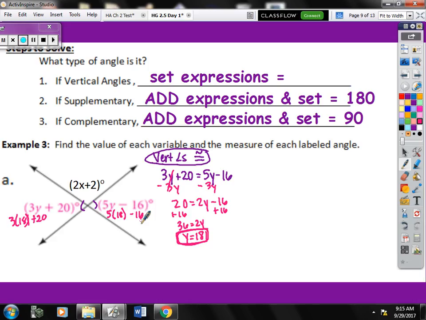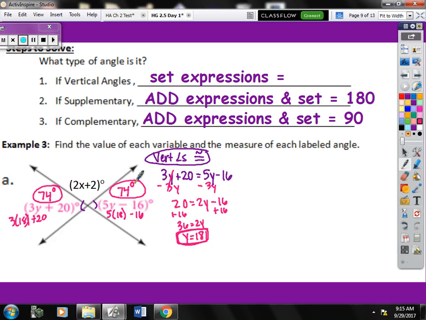But what is the measure of each of these angles going to be then? What did we get? Noah? 74 degrees. Good, 74 degrees. It is important that you find this before you solve for x.